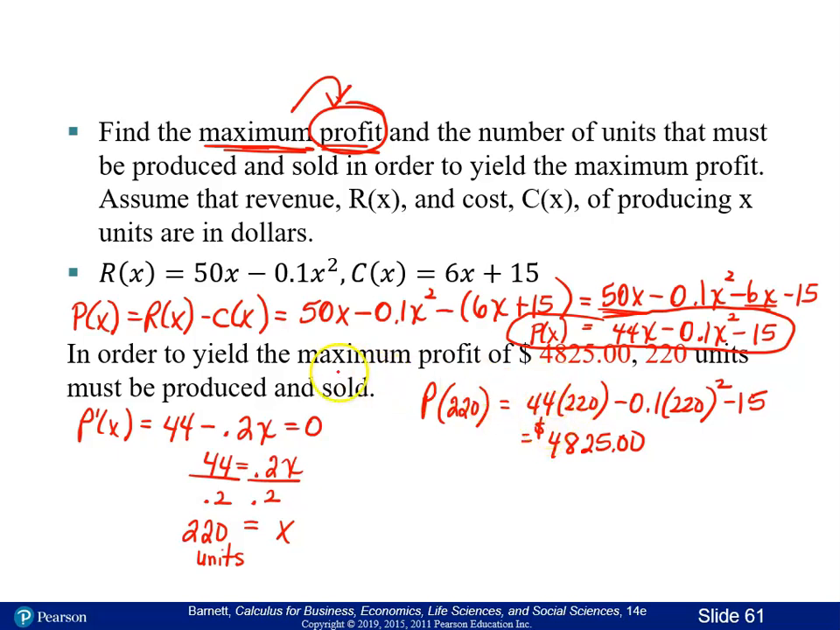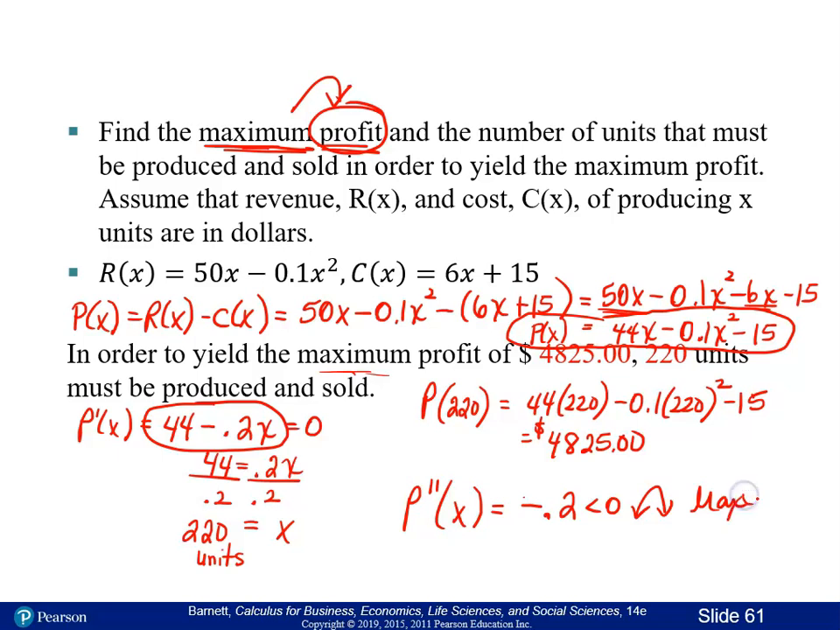And we haven't actually shown that it is truly a maximum. So we do need to look at that second derivative. So our second derivative would be, our first derivative is over here. So our second derivative is going to be negative 0.2. So since it's a negative, it's going to open down. So it would therefore be a maximum.